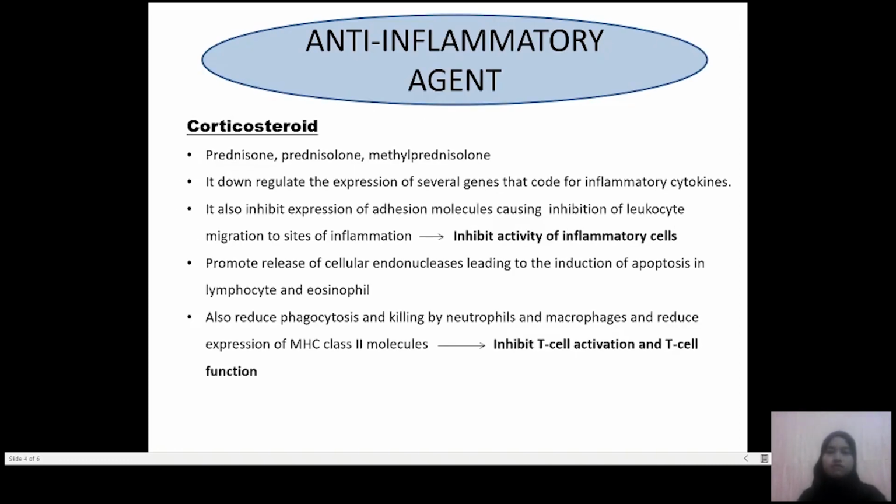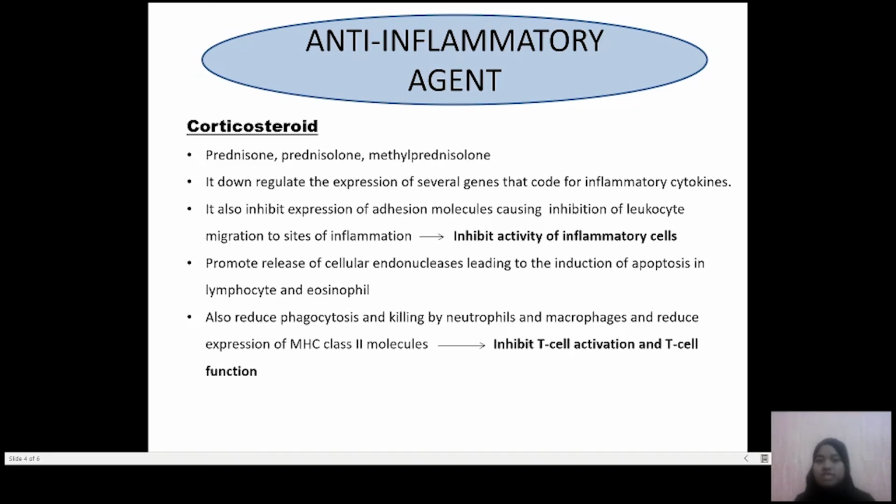Next is anti-inflammatory agent. The anti-inflammatory agent that is used is corticosteroid. Examples of corticosteroid are prednisolone and methylprednisolone. The corticosteroid will downregulate the expression of several genes that code for inflammatory cytokines. It will also inhibit the expression of adhesion molecules, causing the inhibition of leukocyte migration to sites of inflammation. This will inhibit the activity of inflammatory cells.